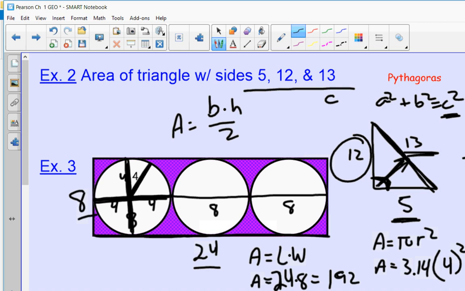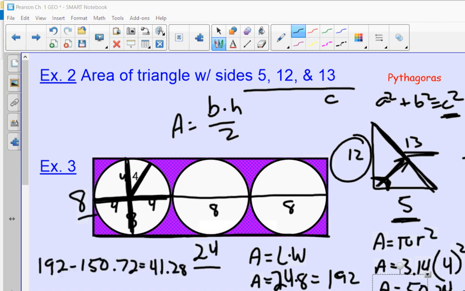But how many circles do you have? Everybody say, well, I have 3, and we're assuming that they're all the same. So whatever I get there, I'm going to multiply it by 3. So over here, for one circle, I got an area of 50.24, but there's 3 of them, so I multiply that out, and I got 150.72. So that represents the area of all 3 circles.